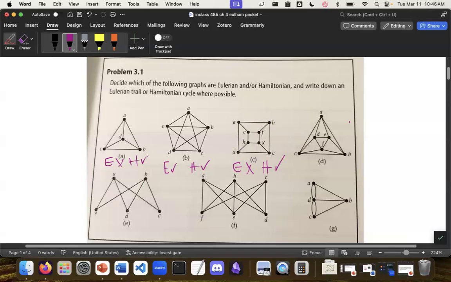What about D? Eulerian? Yes. Hamiltonian? Yes. E.